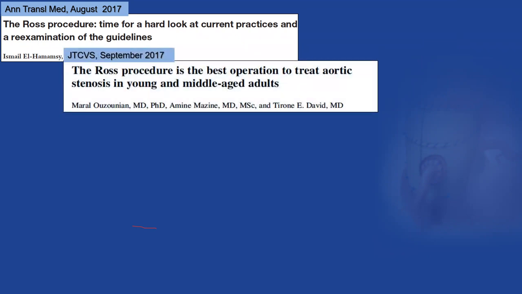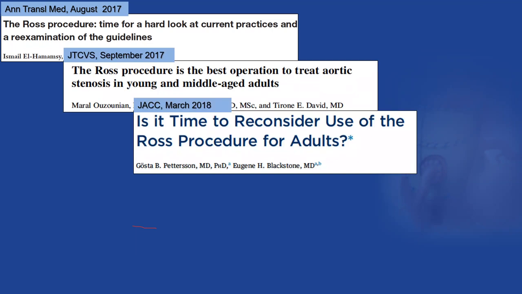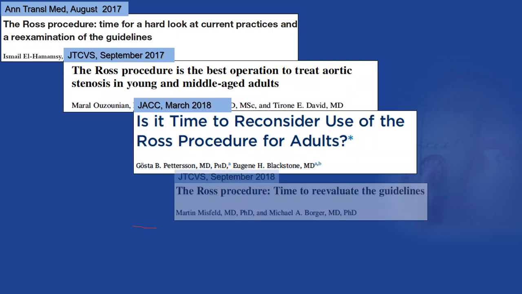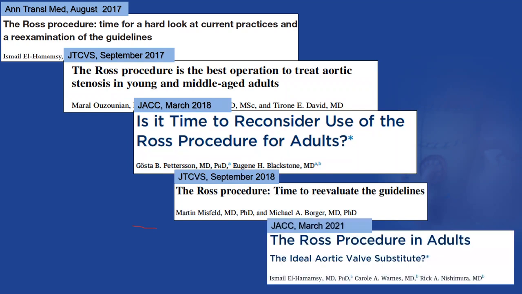And you can see them in some of these editorials. This is Dr. David suggesting that the Ross procedure is the best operation to treat aortic stenosis in young and middle-aged adults. I don't think you can be any more clear about making a statement. This is from the Cleveland Clinic. Is it time to reconsider use of the Ross in adults? This is from Mike Borger in Leipzig, time to reevaluate the guidelines. And this is our most recent editorial in JACC, is it the ideal aortic valve substitute, which I had the opportunity to co-write with Rick Nishimura, who's one of the co-chairs of the ACC/AHA valve guidelines.